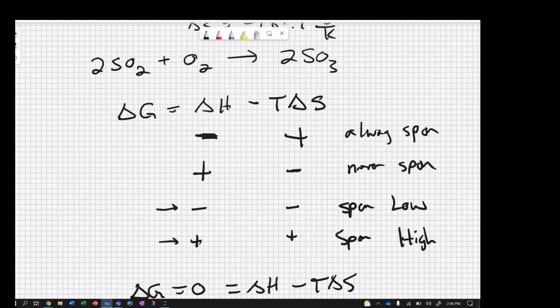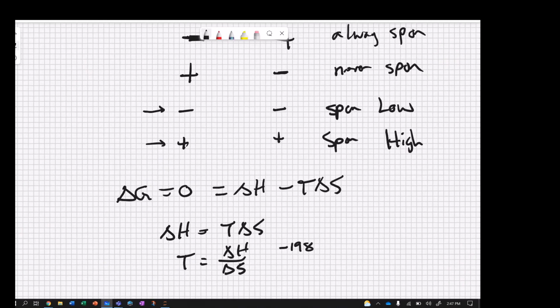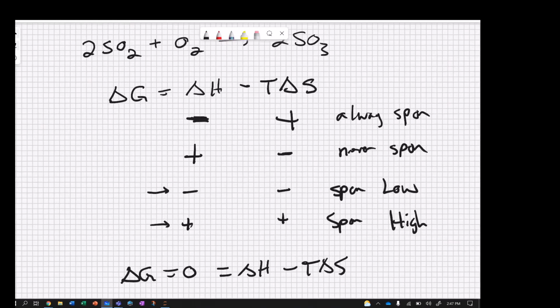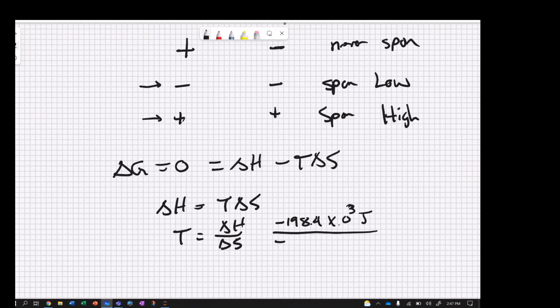We've got values here. Delta H is negative 198.4. I'm going to go ahead and write this as 10 to the 3 joules, because it's kilojoules, right? And then here we'll have a negative 187.9 joules per Kelvin. So the joules cancel, and I'll be left with 1 over Kelvin, so my answer is going to be in Kelvin.